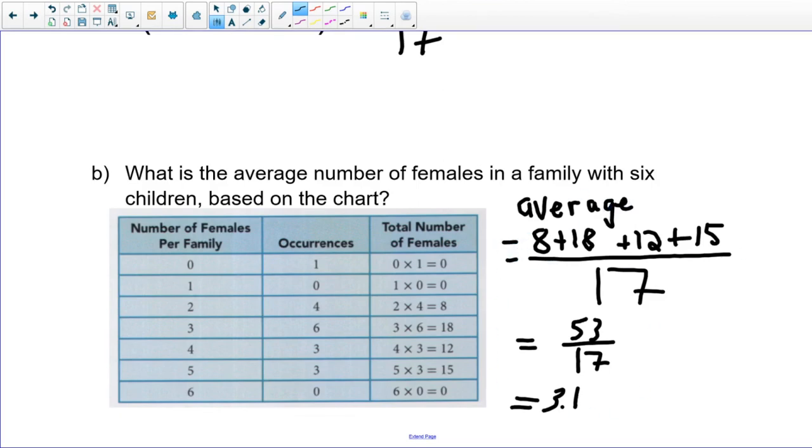So using our table and multiplying our number of females times our occurrences, we figure out the total number of females that we got each time. We add all those up and we divide it by our 17, which was our number of trials, and that gives us our average.